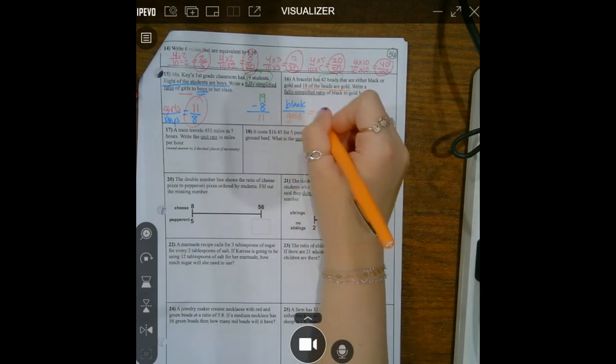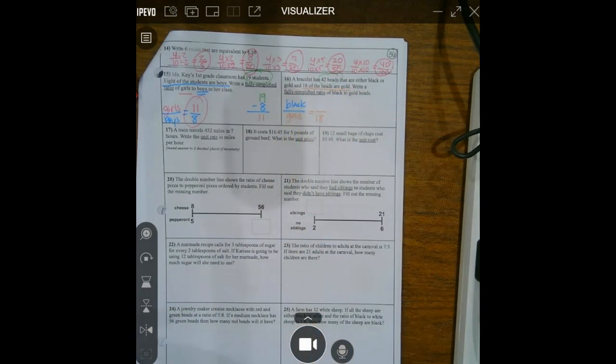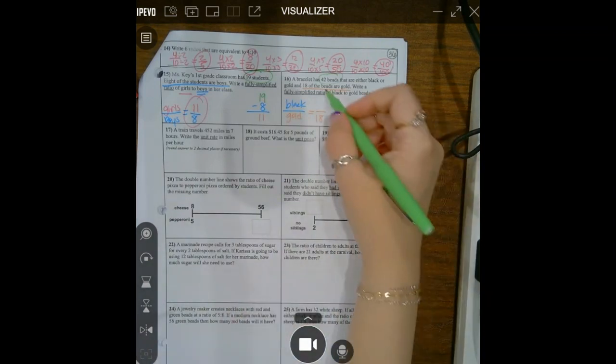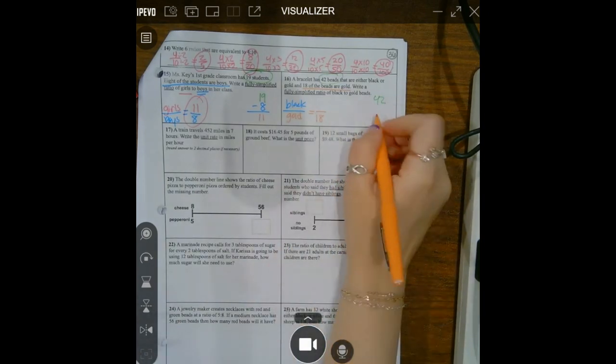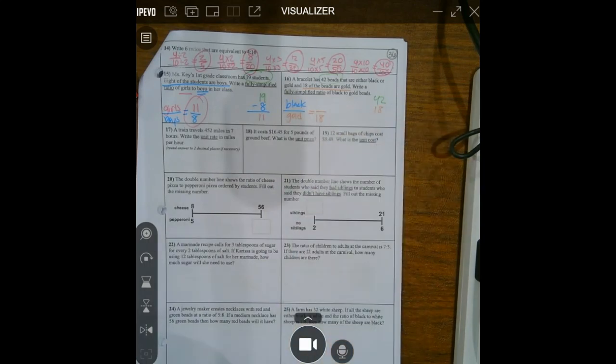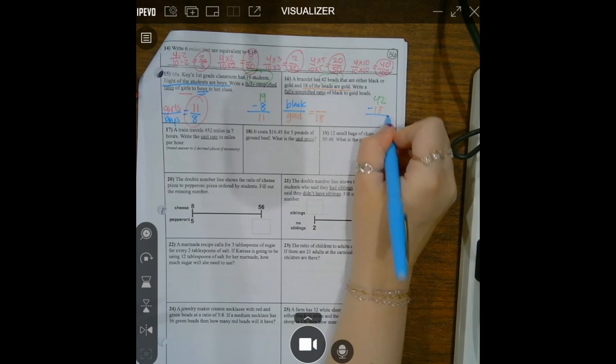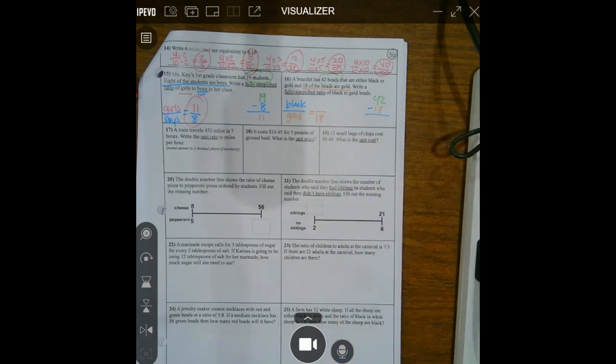And they did tell me that there's 18 gold, but they didn't tell me how many black there are. So how do I figure that out? Well, you're right. They told me the total. So what would I do with the total in order to figure out how many black there are? Yeah, subtract how many gold there are, 18. And then the leftover amount is how many are black.